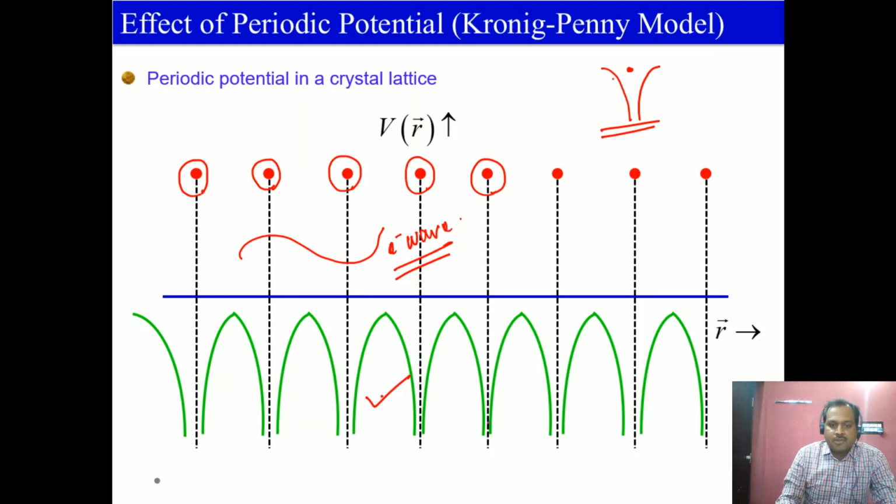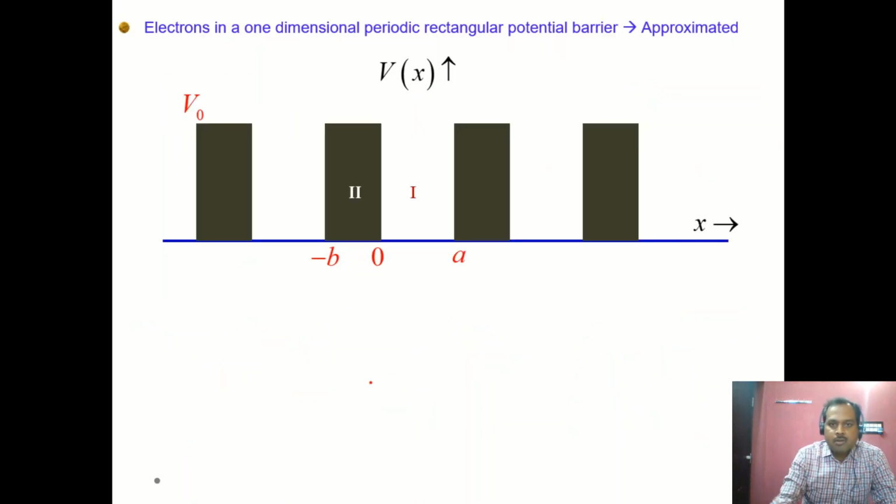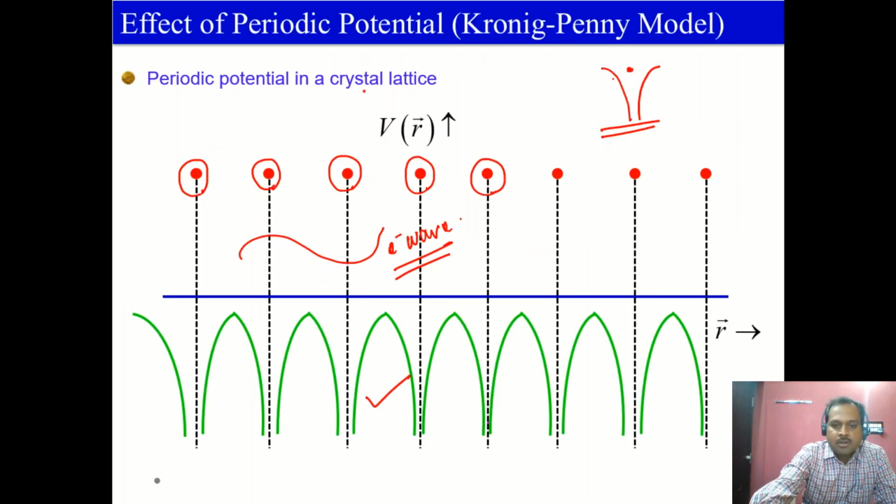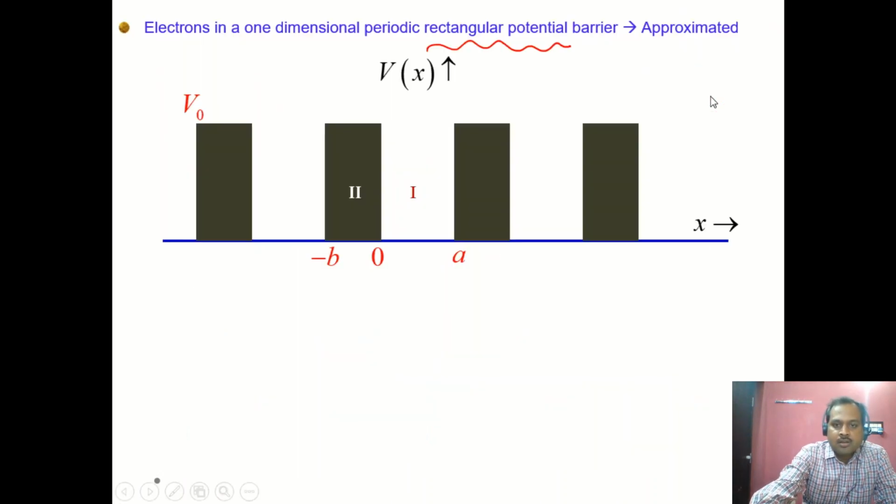So this kind of actual potential was approximated by Kronig and Penney into a rectangular form. Now instead of assuming this Coulombic form, that is the 1 by r form, we are assuming a rectangular potential barrier which is periodic in nature, and for simplicity we are assuming it only in one dimension. So this is a one-dimensional potential and it is periodic, and the form of the potential is rectangular in nature.